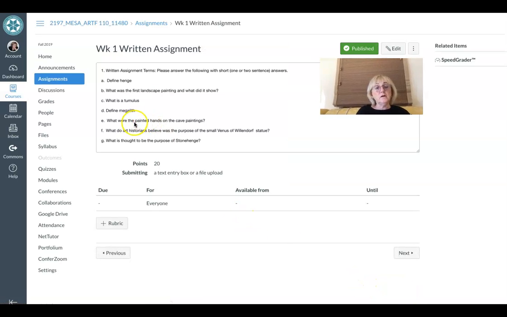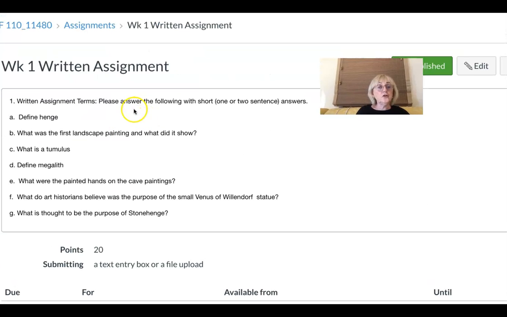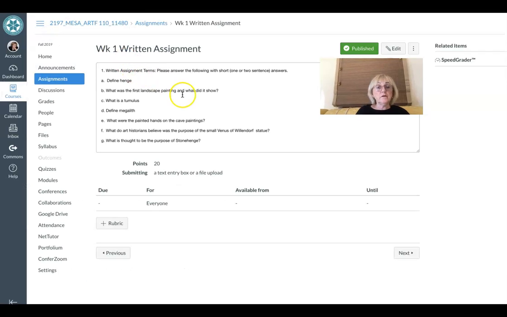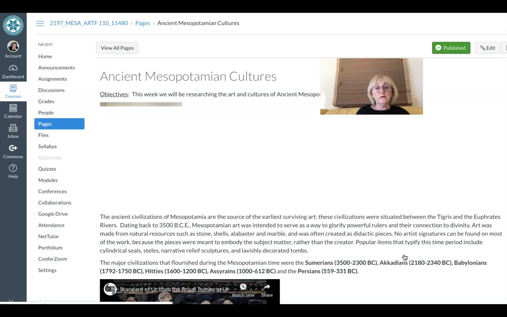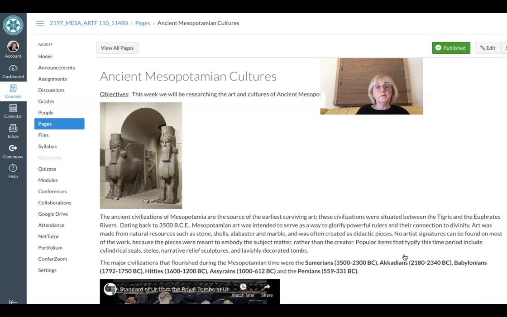And then when you click Next, that will take you to the first written assignment. As you can see here, you have to define terms, and they're listed here. So when you've done the reading in the book and going over the pages in Canvas, you should be prepared to handle that written assignment. And then you click Next, and there's a little bit more for week 2 starting already. So if you want to work ahead, that's already open, Ancient Mesopotamia.